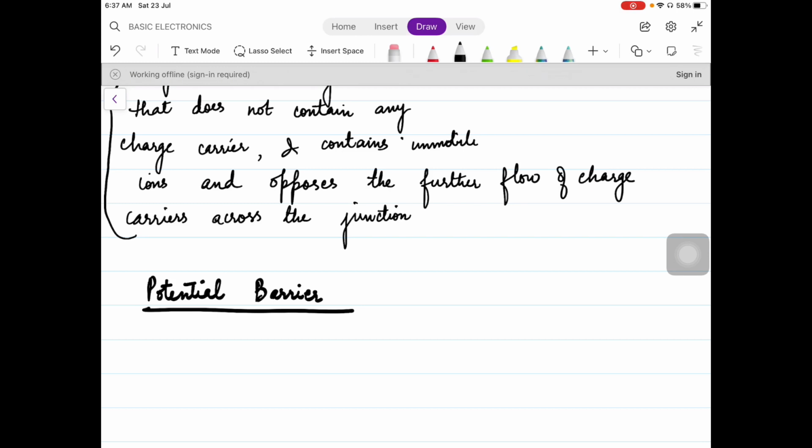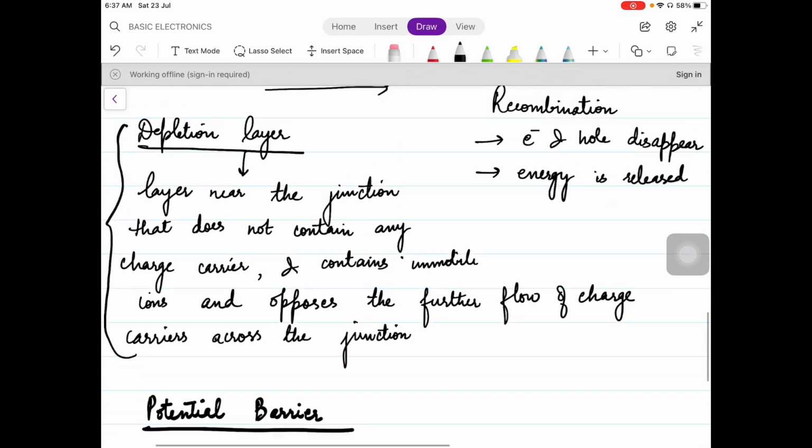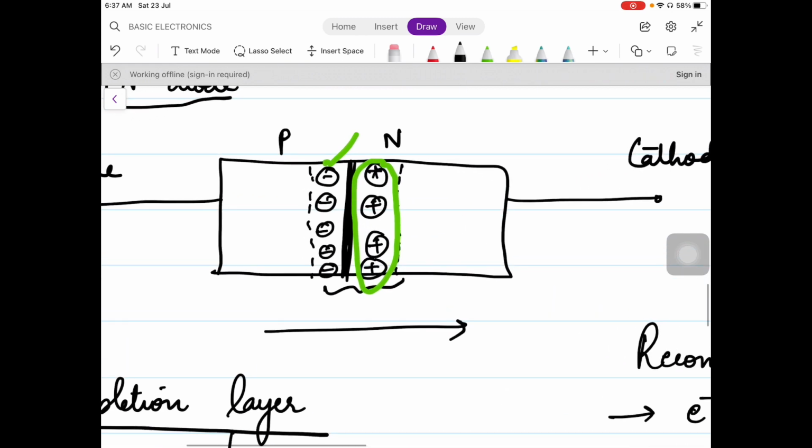So here, when the electric field has come in, now what is the definition? Again, look into the depletion layer. Here in the depletion layer, you can see that we have oppositely charged ions residing nearby. So an electric field will be developed between these oppositely charged ions. And what is this electric field? The function of this electric field is to act as a force which opposes the further flow of charge carriers across the junction. So the depletion layer and potential barrier are doing the same thing. That is, they are opposing the further flow of charge carriers across the junction.